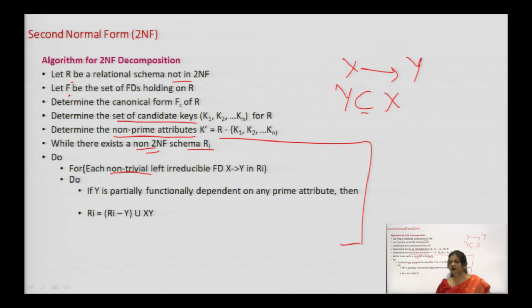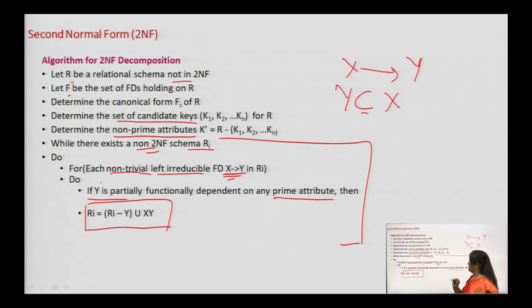This we have studied earlier. So, for every non-trivial, left irreducible functional dependency in Ri, that means no attributes from the left hand side can be removed, if Y, the right hand side, is partially functionally dependent on a prime attribute, that means X to Y is a partial functional dependency, then we decompose our relation like this: Ri minus Y, that is, from the relation we remove the right hand side attribute of that partial functional dependency, and union XY, the attributes of the partial functional dependency. What are we doing?